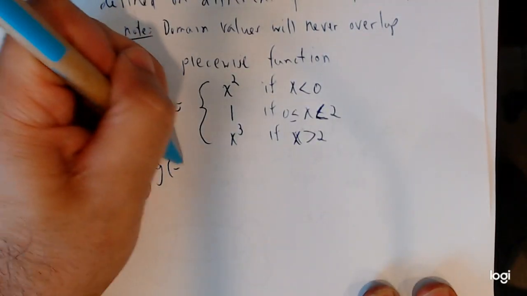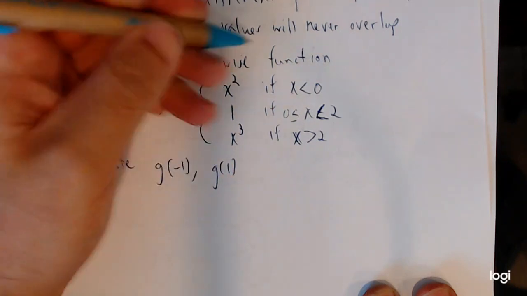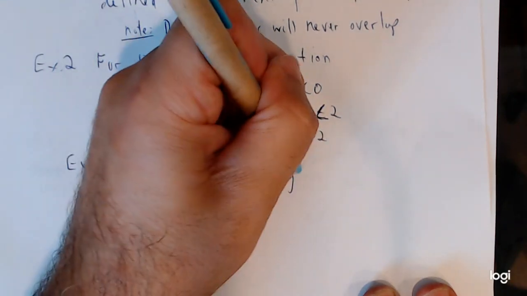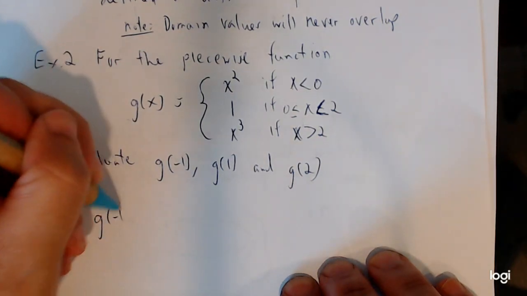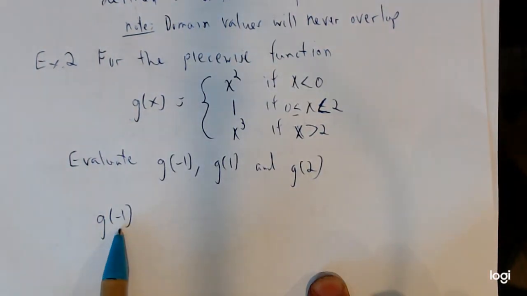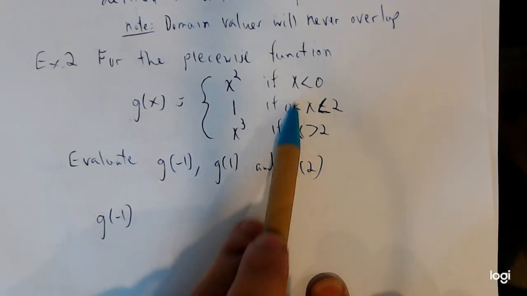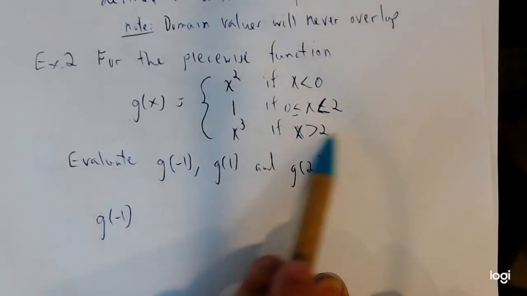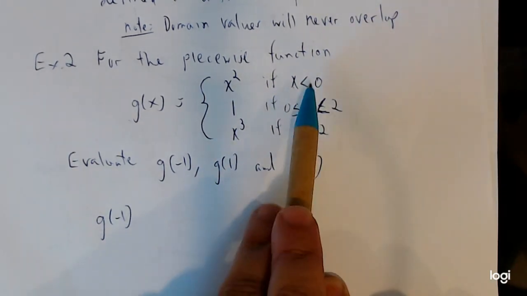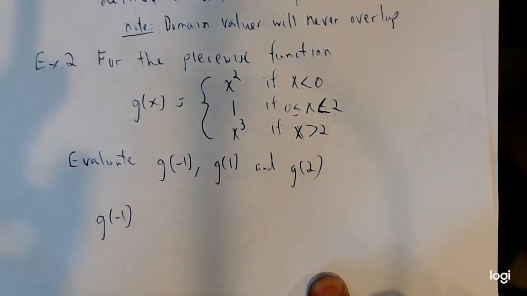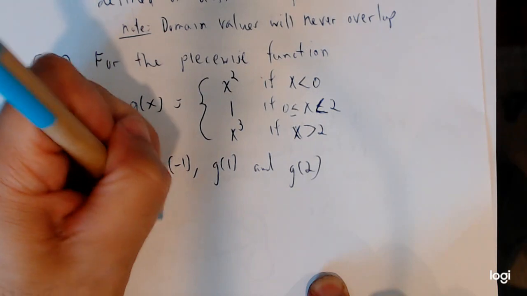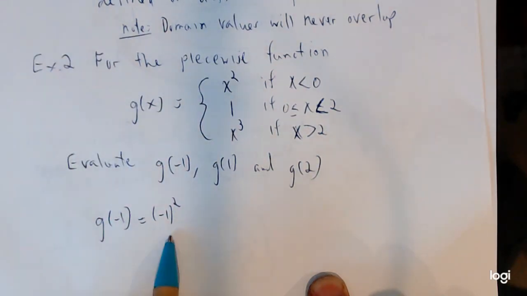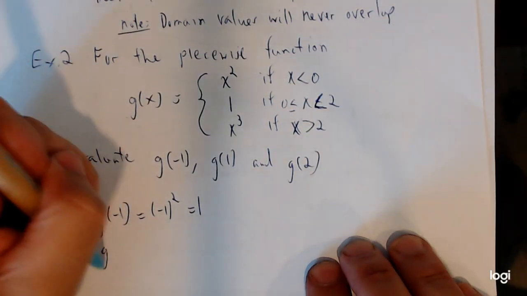Okay, so with that said, given this piecewise function, we're going to evaluate g of negative 1, g of 1, and g of 2. Okay, so now to find g of negative 1, I have to say, look, my input is what? Negative 1. Which part of these restrictions does it land in? Well, negative 1 is less than 0, which means I would have to use x squared. So g of negative 1 would be grabbing x squared, except I'm going to replace negative 1 in place of x, which gives me 1. Okay, so then what would g of 1 be?